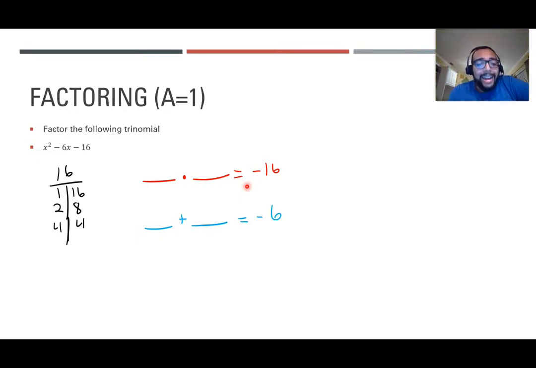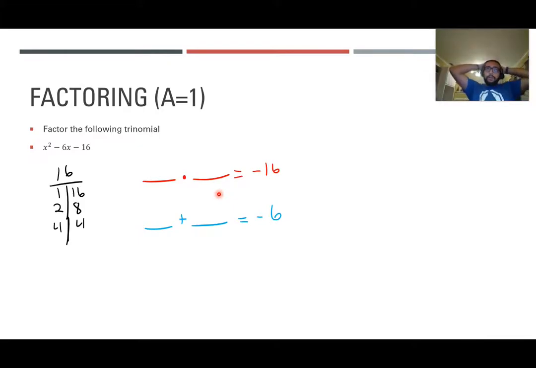One, I know one of these numbers must be negative, solely because a negative times a positive equals a negative. I do know that both of the numbers won't be negative. Only one of them, because if they were both negative, a negative times a negative is a positive, and we want a negative in this case.